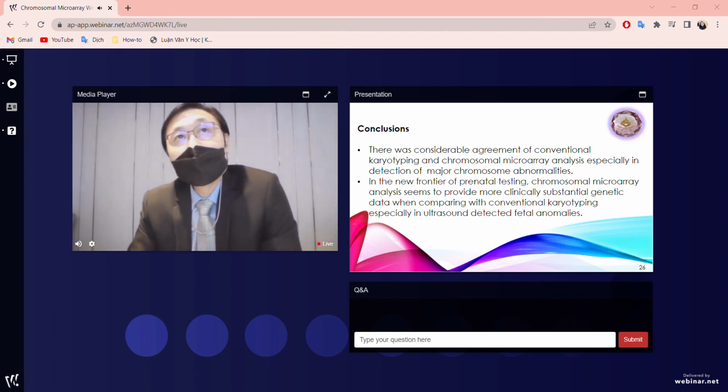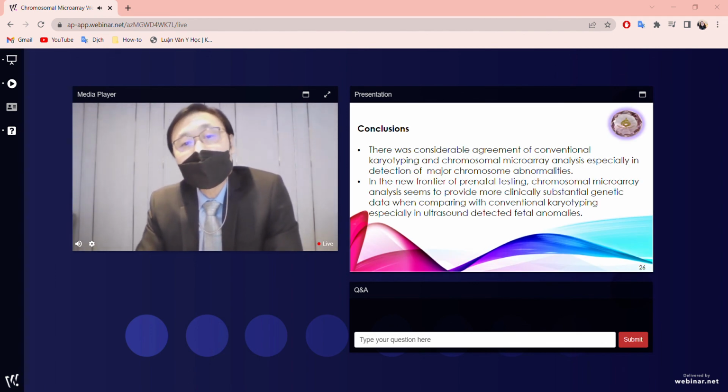Right. Let me conclude. There was considerable agreement of conventional karyotyping and chromosomal microarray analysis, especially in the detection of major chromosome abnormalities. In the new frontier of prenatal testing, chromosomal microarray analysis seemed to provide more clinically substantial genetic data when compared with conventional karyotyping.